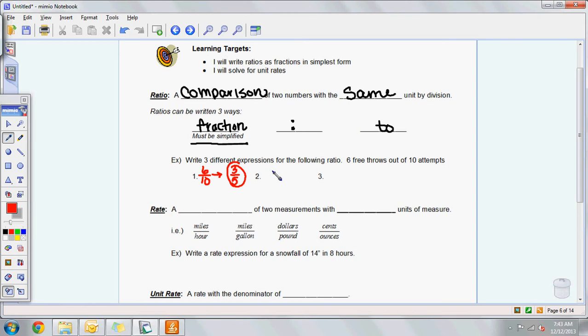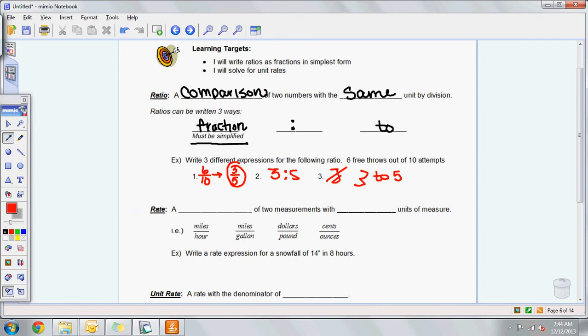So if I write it with a colon, it would just be 3:5. And if I write it with the word to, it would just be 3, and then the word to, 5. Sorry about that. So 3 to 5. So just a couple different ways you can write it, and unless I specify what you're supposed to write it like, you can really choose your favorite there. Okay, so those are ratios, comparing two things with the same unit.